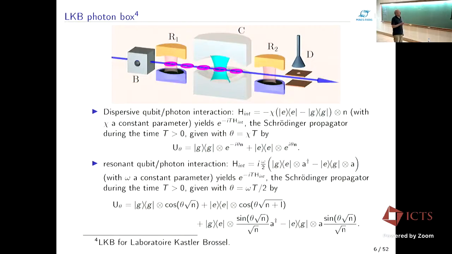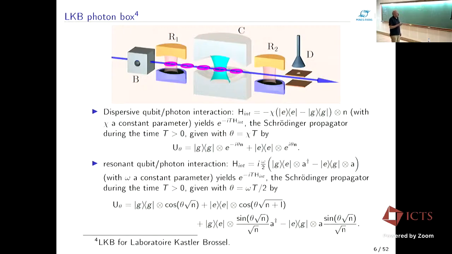So you have B, the preparation box. R1 is the first Ramsey zone. C corresponds to the trapped photon. R2 is the second Ramsey zone, and D is the detector.